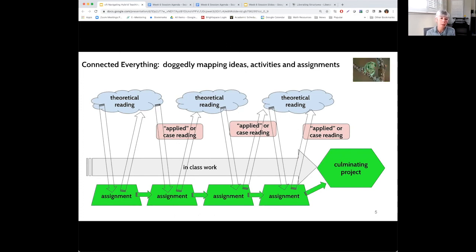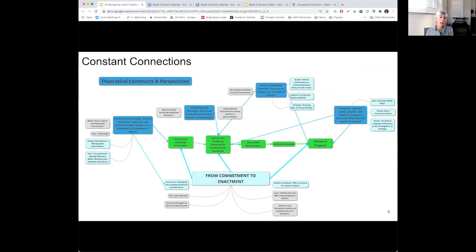So this third piece was around connecting everything, kind of doggedly mapping, so they could see how a theoretical reading linked to an applied reading, linked to what we were doing in class, and linked to an assignment, and then how the assignment pushed back up. And I will just flash one last thing, because I think I am way over my time. Helping students constantly see where we were, and how they could draw from something we had done to inform something they were about to do, was another way that was really helpful.